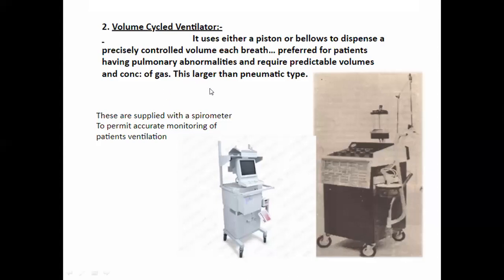In these volume cycle ventilators, we can also use a spirometer to observe the breathing process. The different lung volumes of the patient can be monitored, because it is related to the volume of air being sent to the patient. So the capacities of the lung should be observed, and for that we connect the spirometer with this ventilator system.